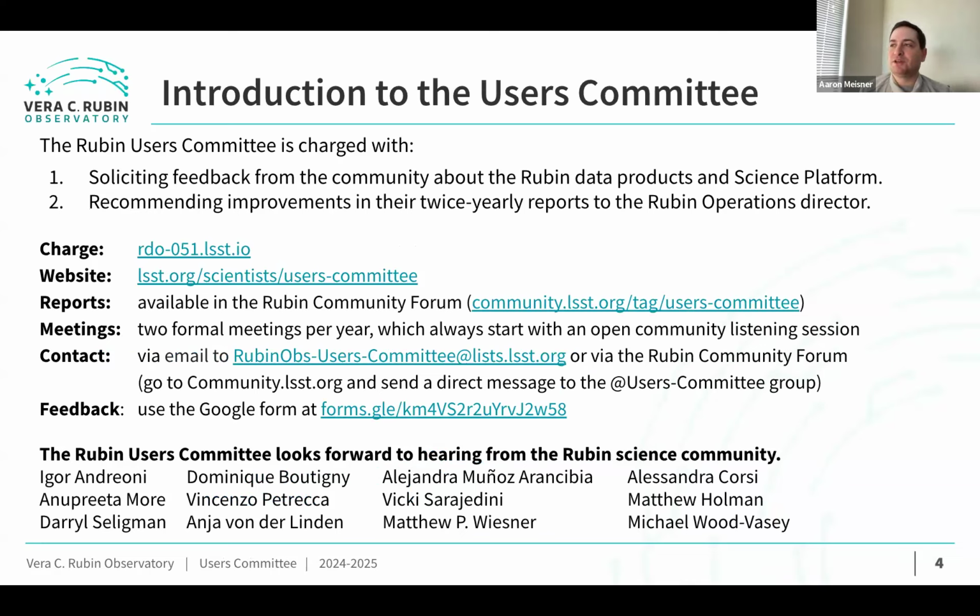As per usual, we always try to mention and highlight the role and the availability of the Users Committee at the beginning of each science assembly. So the Rubin Users Committee is charged with soliciting feedback from the community about the Rubin data products and science platform and recommending improvements in their twice-yearly reports to the Rubin Operations Director. So you can find out more in detail about the Users Committee. You can check out their website, see the charge, more about the meetings, and also at the bottom here we have a list of the current composition of the Users Committee in terms of members. So with that, I believe that's the end of the announcement slides.